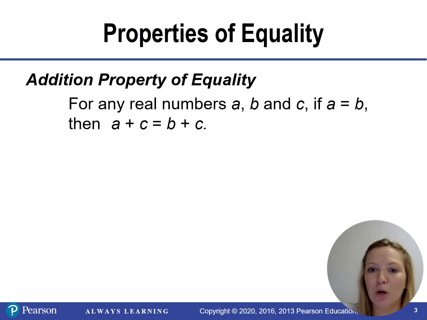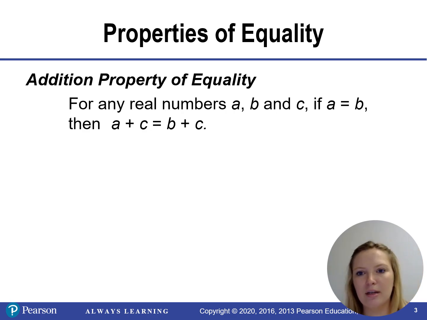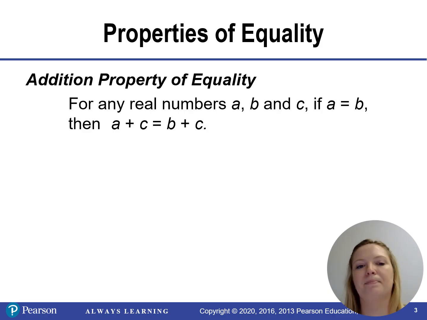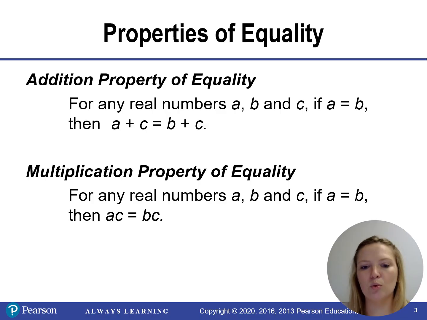All right, so we have a few properties that are going to be really useful for us when we go to solve equations. So when we have real numbers, and if we have some equation with a equal to b, then we can add a real number c to both sides of the equation and we maintain equality. So if a equals b, then a plus c equals b plus c. We can similarly apply multiplication to both sides of an equation. So if a equals b, then a times c equals b times c.